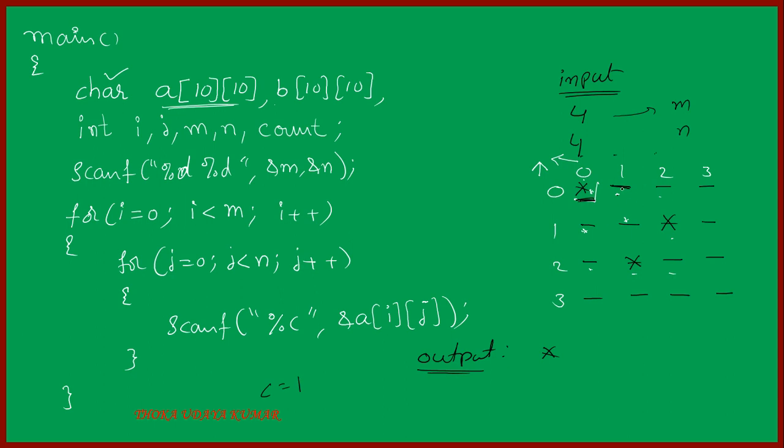Then I'll check the right side. It is minus, it is not a star, so the counter will not be incremented. Then I'll check this. This is also minus, so I will not increment the count. Then I'll check this. This is also minus, so the count will be 1 only. I'll check this. This is a star, then I'll increment the count to 2. Now I will assign that count to b. That will be displayed here too.